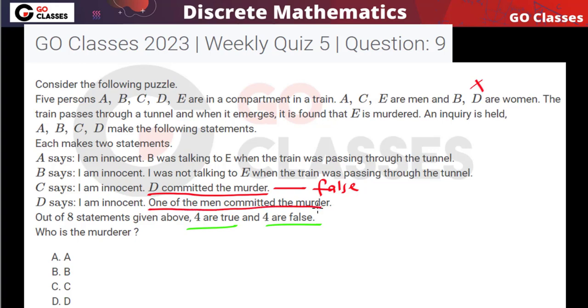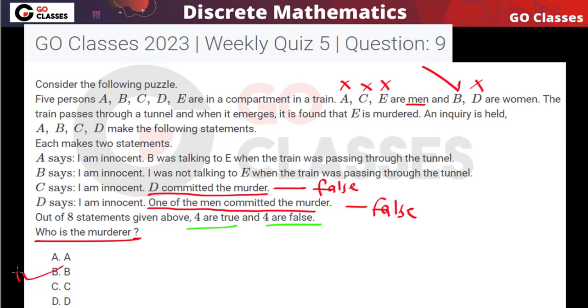And this is false. What does it mean? It means that one of the men committed murder. So this is false, means man did not commit the murder. It means a woman committed the murder. Okay, and D did not commit the murder. So I can say B committed the murder. So who is the killer? So the answer is option B.